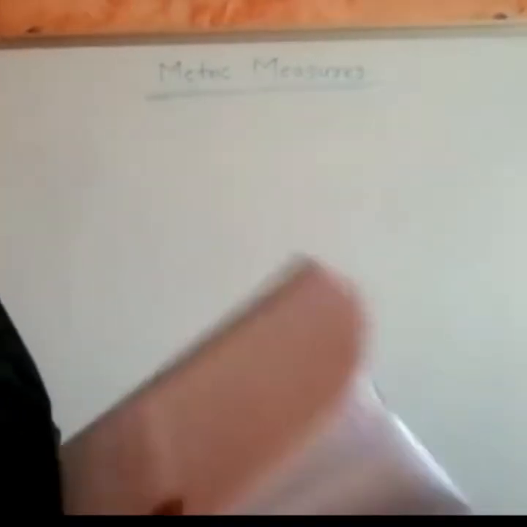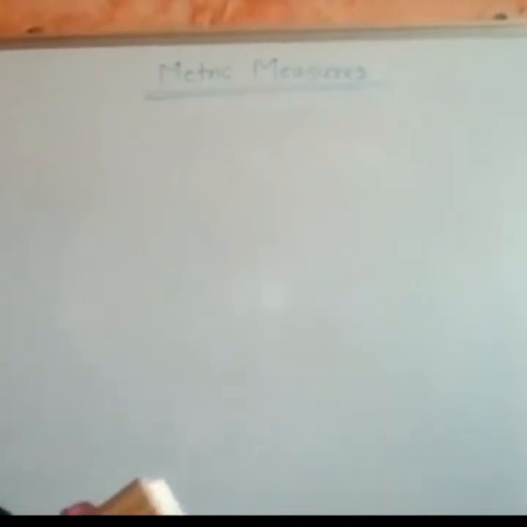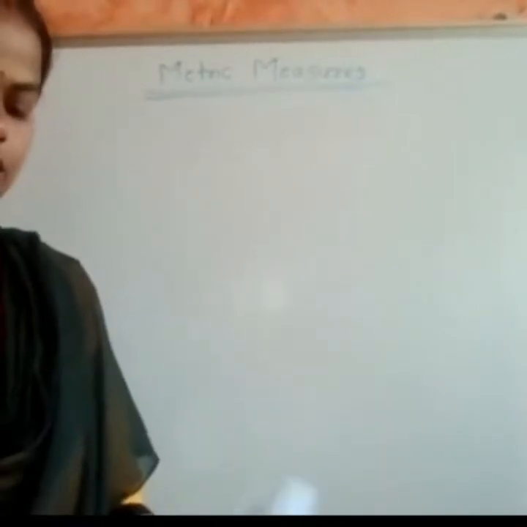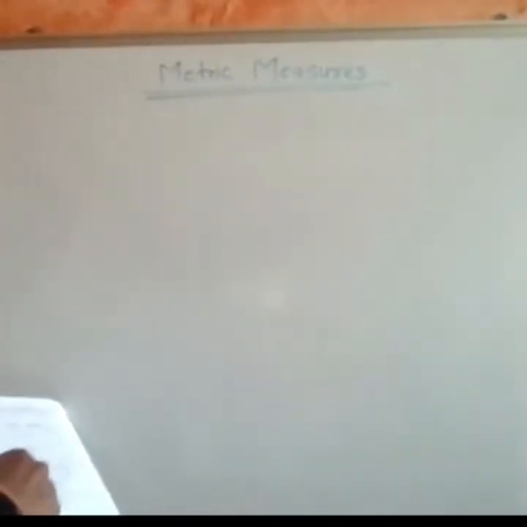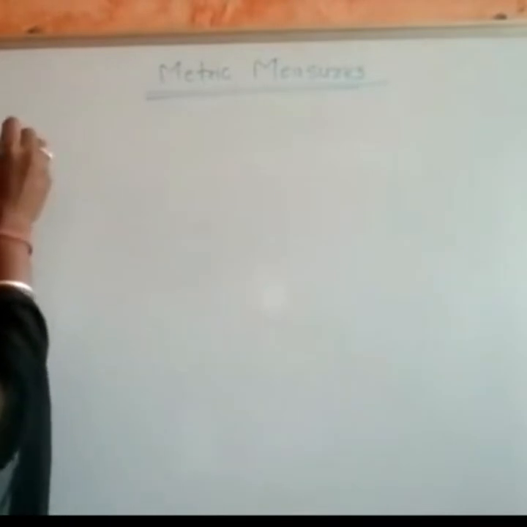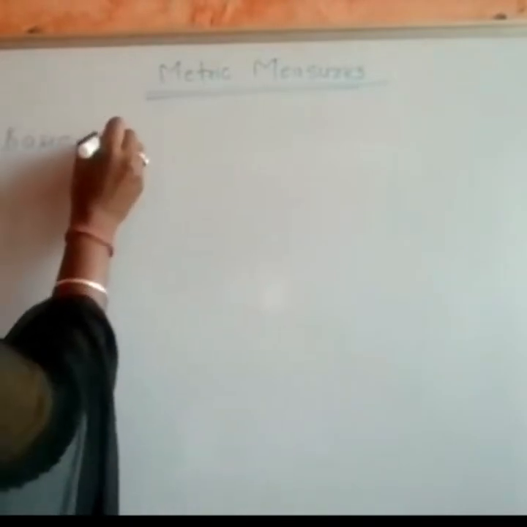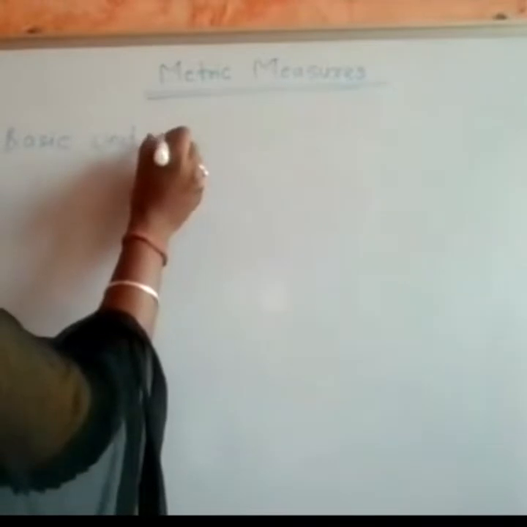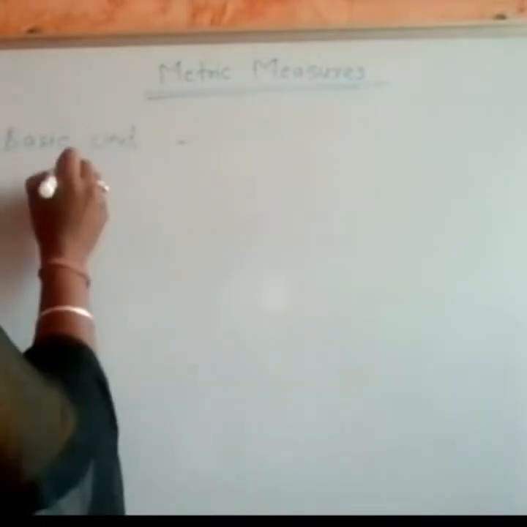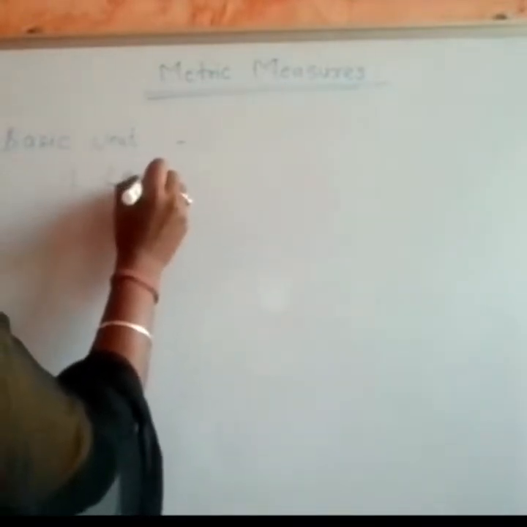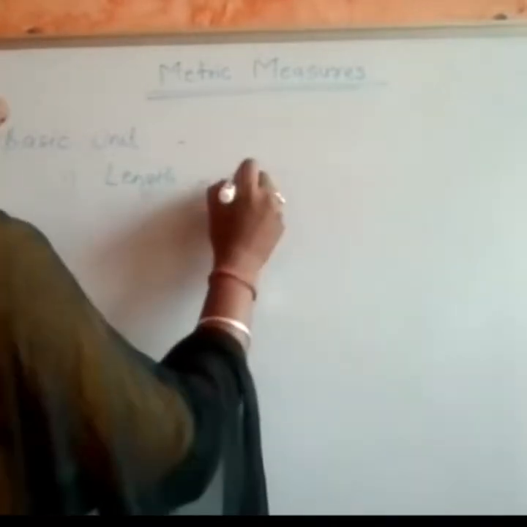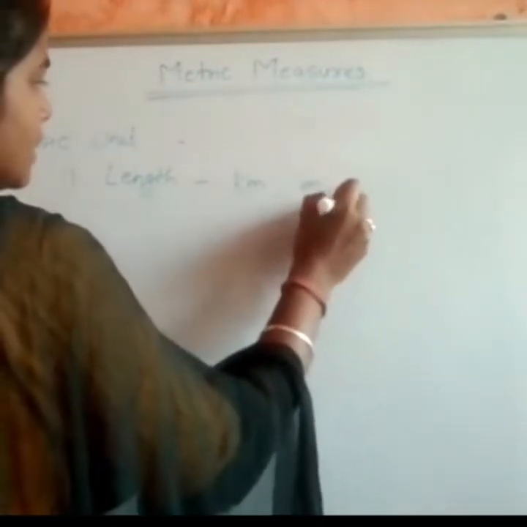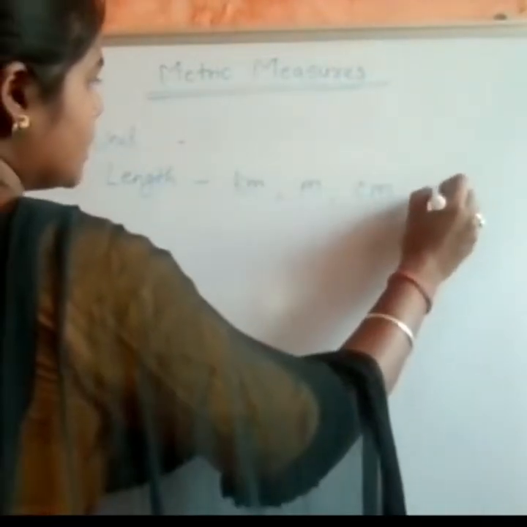The first point: in metric measures, they will be teaching the basic units that we use in our day-to-day life. First, for measuring length, we generally use kilometer, meter, centimeter, and millimeter.